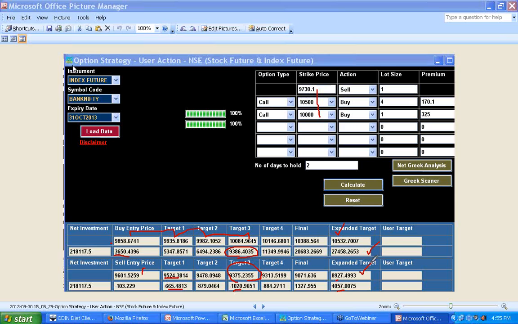Unfortunately, if it has fallen down to 8,900, then also I have some profitability. So by this simulation process, I have taken this strategy for a 2 days perspective view. So let me look into the Greeks part. What are the Greeks here?